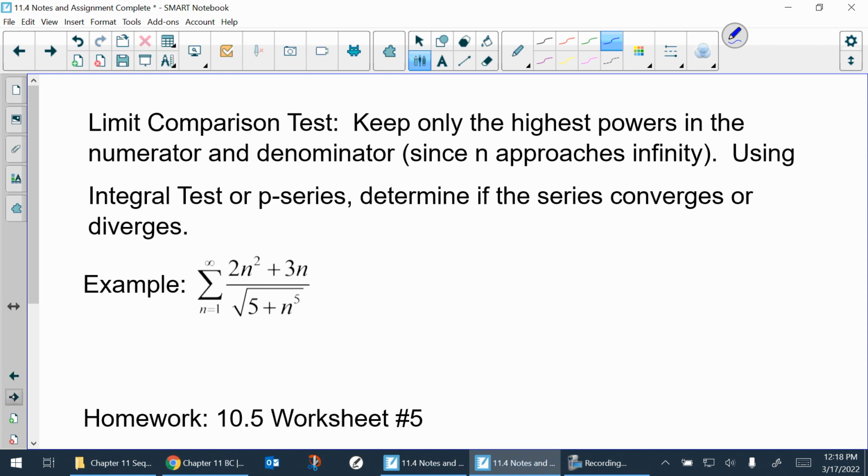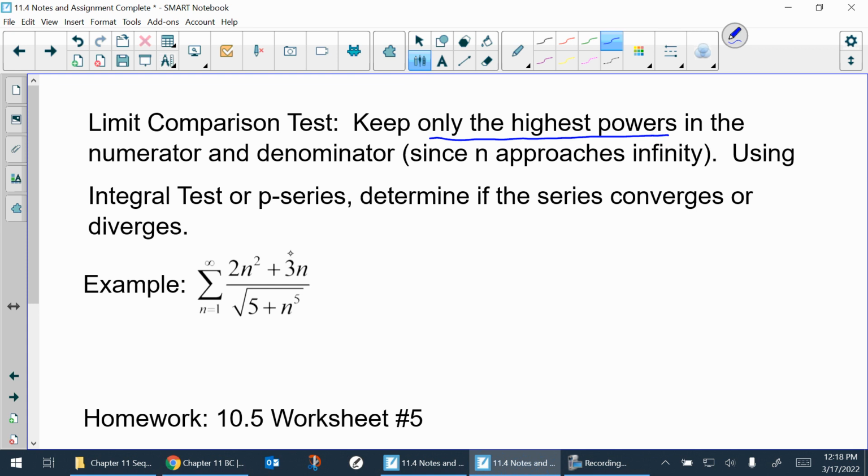Limit comparison test. I really like limit comparison test. You'll notice that there are no x's in this. We aren't looking for any interval of convergence or anything like that. But does this series converge or diverge? Well, for a limit comparison test, again, you don't see any x's here. Keep only the highest powers in the numerator and denominator.